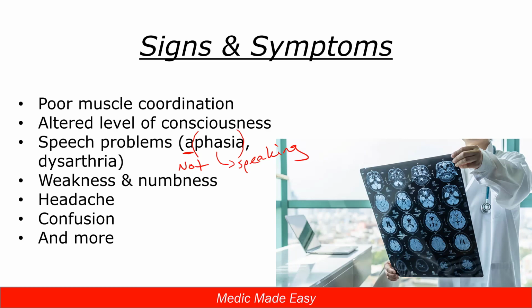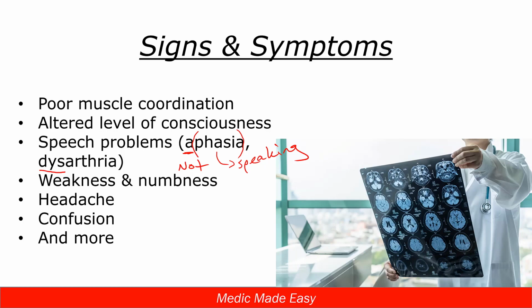Aphasia. Another one that you may see is dysarthria. The DYS is difficulty, and arthria is articulating. So difficulty articulating their speech. So that's slurring their speech. They're talking to you, they're saying words, but they're slurring the words, right? That's dysarthria. DYS is difficulty, arthria is articulation. So difficulty articulating their speech.